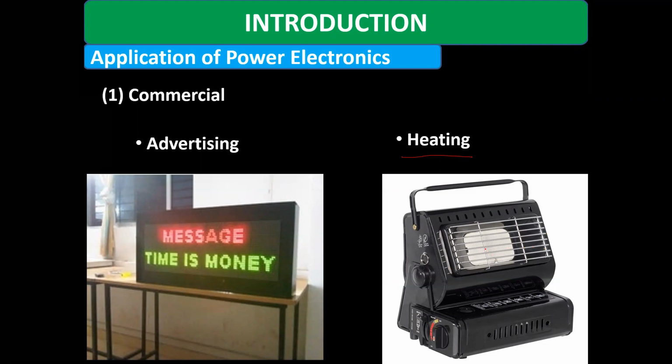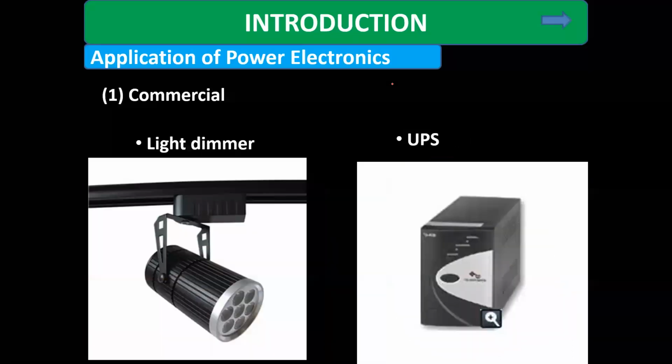By reducing the supply voltage, from 230 to, let's say, 200, then 180 and 160 likewise, by controlling the voltage we can also control the heater temperature. Similarly, by increasing the voltage, we can increase the temperature of the heating element. Another commercial application of power electronics is the dimmer. Here the dimmer varies the voltage, and if we provide a variable voltage, then we can control the dimmer intensity.